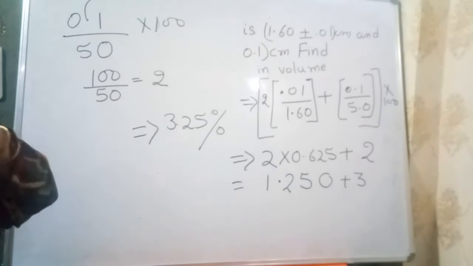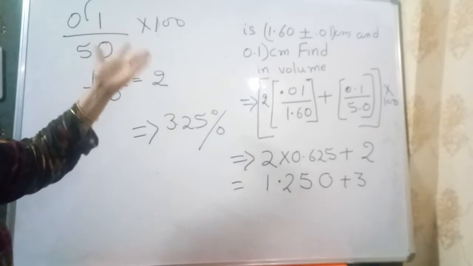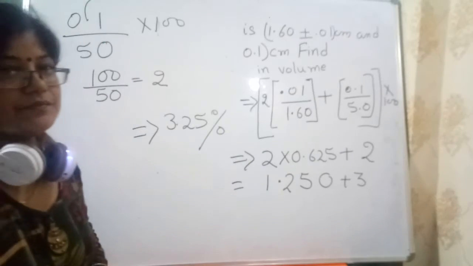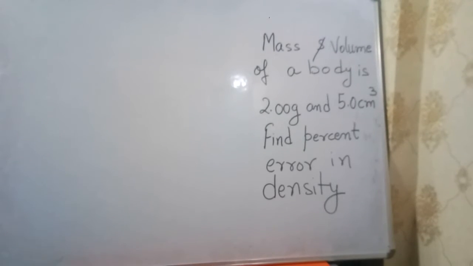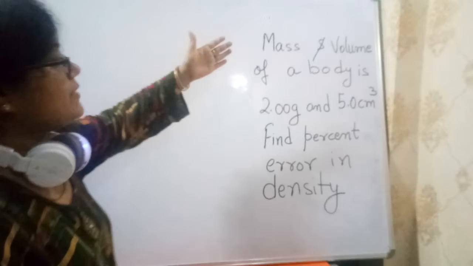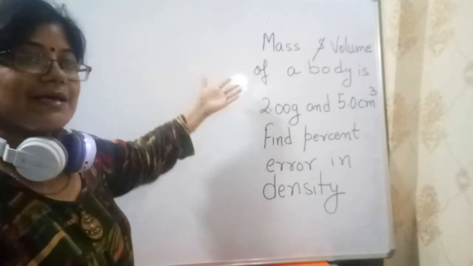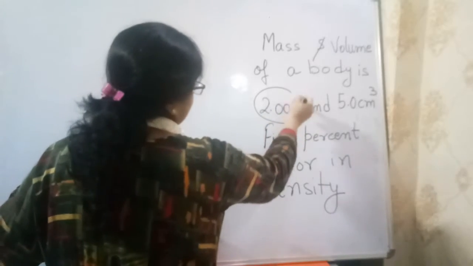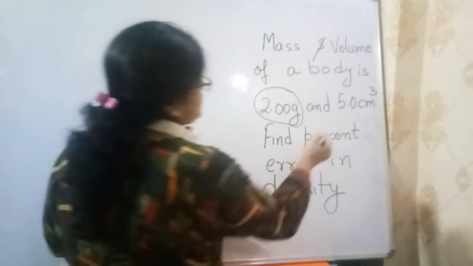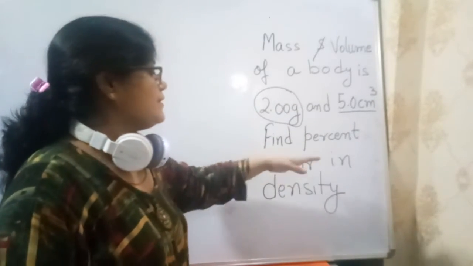In this way we do these types of questions, and I am going to explain some more questions which have a format like this, but there's a little bit of difference. Just note it down. Now again watch, there's another question on your blackboard, that is mass and volume of a body. That means we have two things of a body, that is mass and volume. Mass of the body is 2.00, and volume of the body is 5.0. Clear? Find percent error in density.